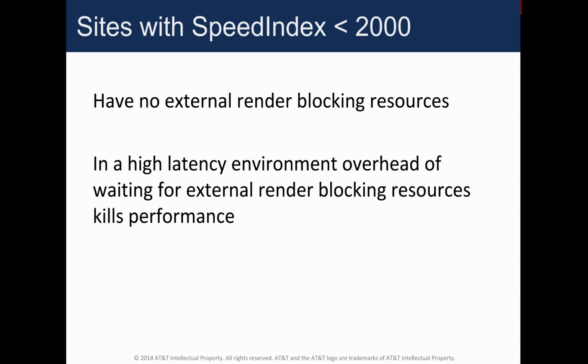And so another thing to look at is we looked at all the sites that have a speed index of under 2,000, and what we found is that all of these sites have no external render blocking resources, so there's no external CSS or JavaScript. So in a high latency environment like mobile, the overhead of waiting for those external blocking resources does kill the performance.